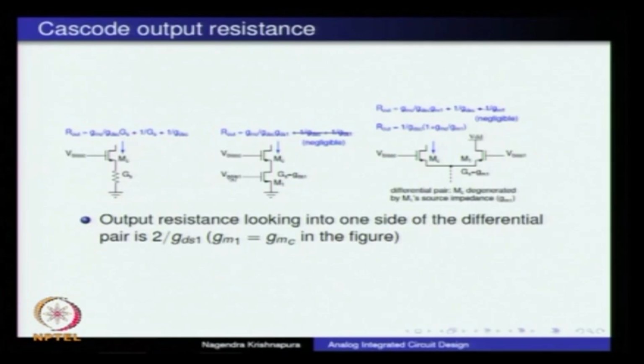Okay. And finally, if we have a differential pair, it is as though the impedance looking at the source of this transistor M1 is at the source of this transistor MC. So, the Rout is 1 over GDSC times (1 plus GMC by GM1). And if GMC happens to be equal to GM1, this is simply 2 by GDSC, or the output resistance is 2 times RDSC.